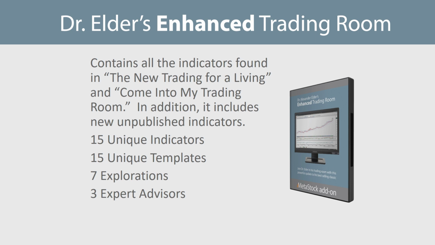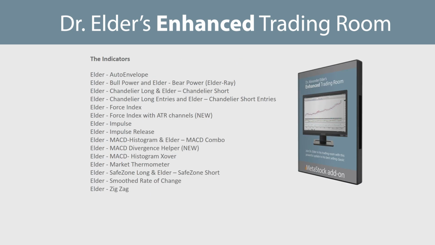This enhanced trading room basically contains all the indicators found in The New Trading for a Living, Come Into My Trading Room, and in addition, it includes a lot of unpublished work that haven't been put in any of the books. All in all, this add-on is going to include 15 unique indicators, 15 unique templates, 7 explorations, and some expert advisors to go along with it. All of the indicators, and you can see a complete list on the screen right here, come with a complete description on how to use the indicator, how to interpret the indicator, formatting tips. It comes with a comprehensive manual that explains all of the indicators to you, screenshots, everything you need to start using Dr. Elder's work.